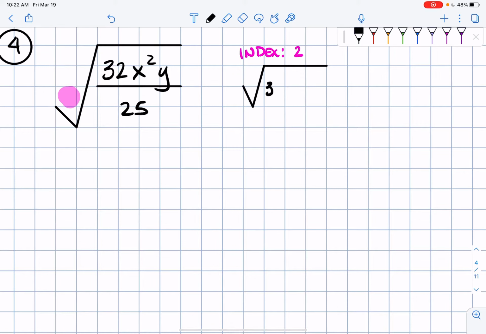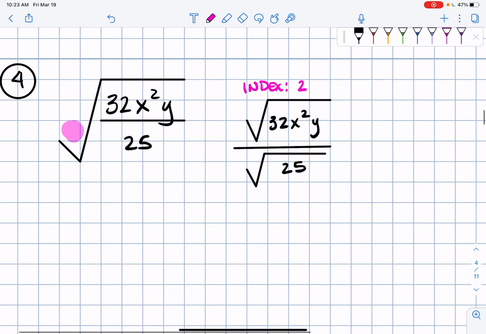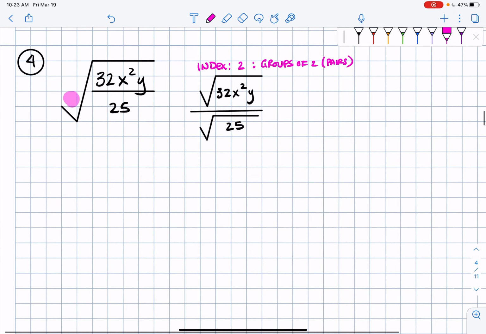So this one is 32x squared y over the square root of 25, okay? So when the index is a 2, we call those square roots, okay? So the index is 2, so we're really looking for groups of 2 or pairs, okay? All right, so let's break down 32.